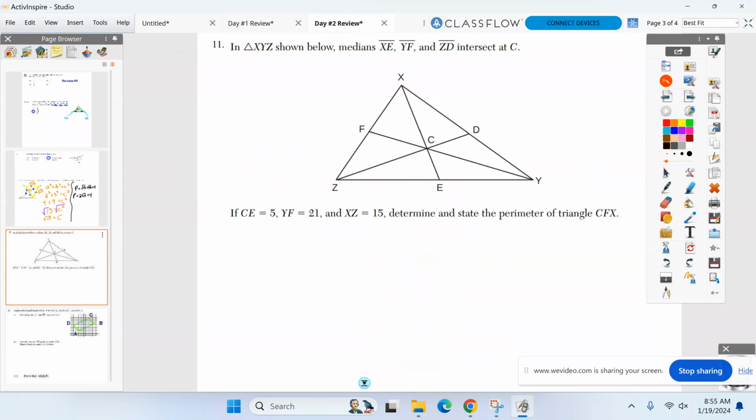There's a vocab word, medians. They intersect at C. Okay, CE is 5. XZ is 15 here. YF is 21. Just be careful of the perimeter they're asking for here. Perimeter of CFX. So I got to find that perimeter.